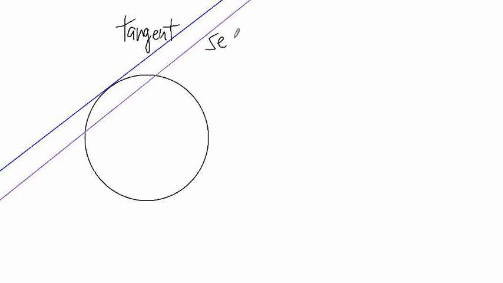That blue line is a tangent because it intersects the circle at 1 point. That purple line is a secant because it intersects the circle at 2 points. Okay? So let me label each of those lines so that there's no misunderstanding. So the blue one is a tangent and the purple one is a secant.